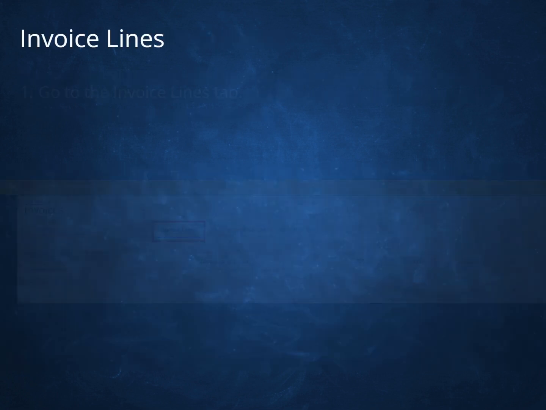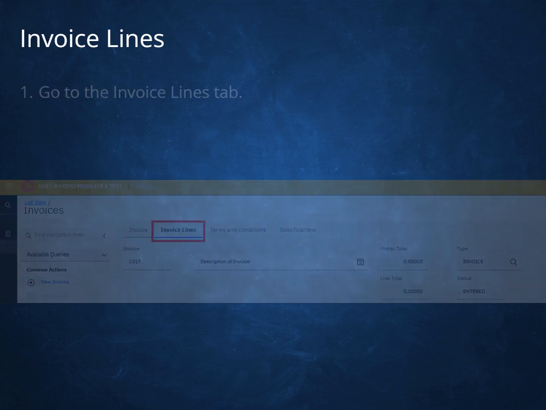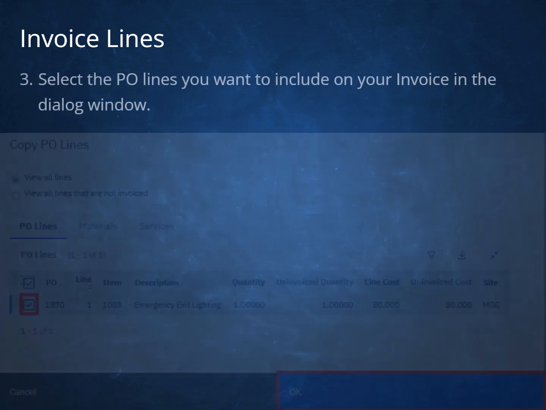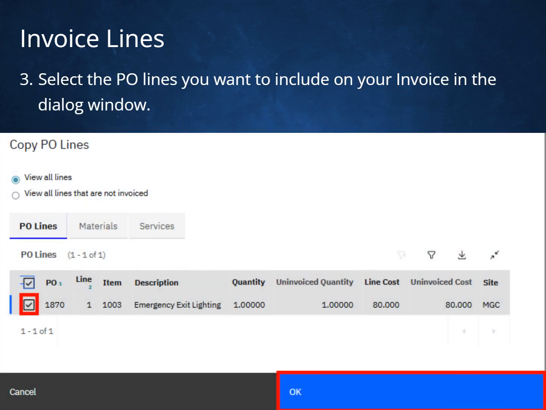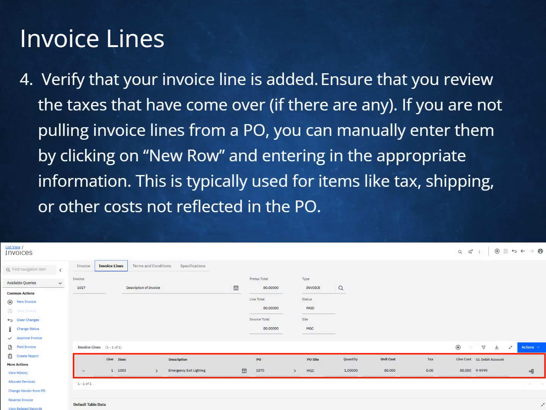Invoice lines. 1. Go to the Invoice Lines tab. 2. If you are pulling invoice lines from a PO, click on the blue Actions drop-down button, select Copy PO Lines. 3. Select the PO lines you want to include on your invoice in the dialog window. 4. Verify that your invoice line is added.